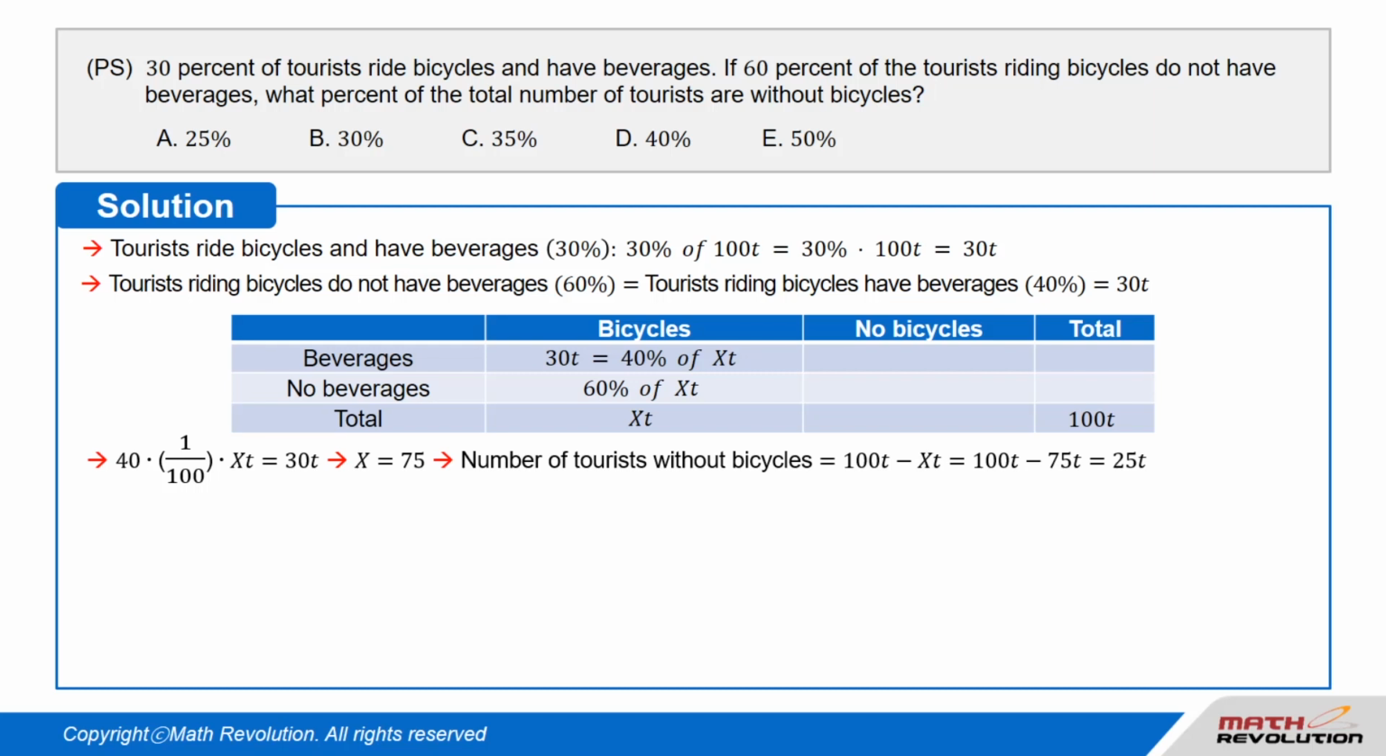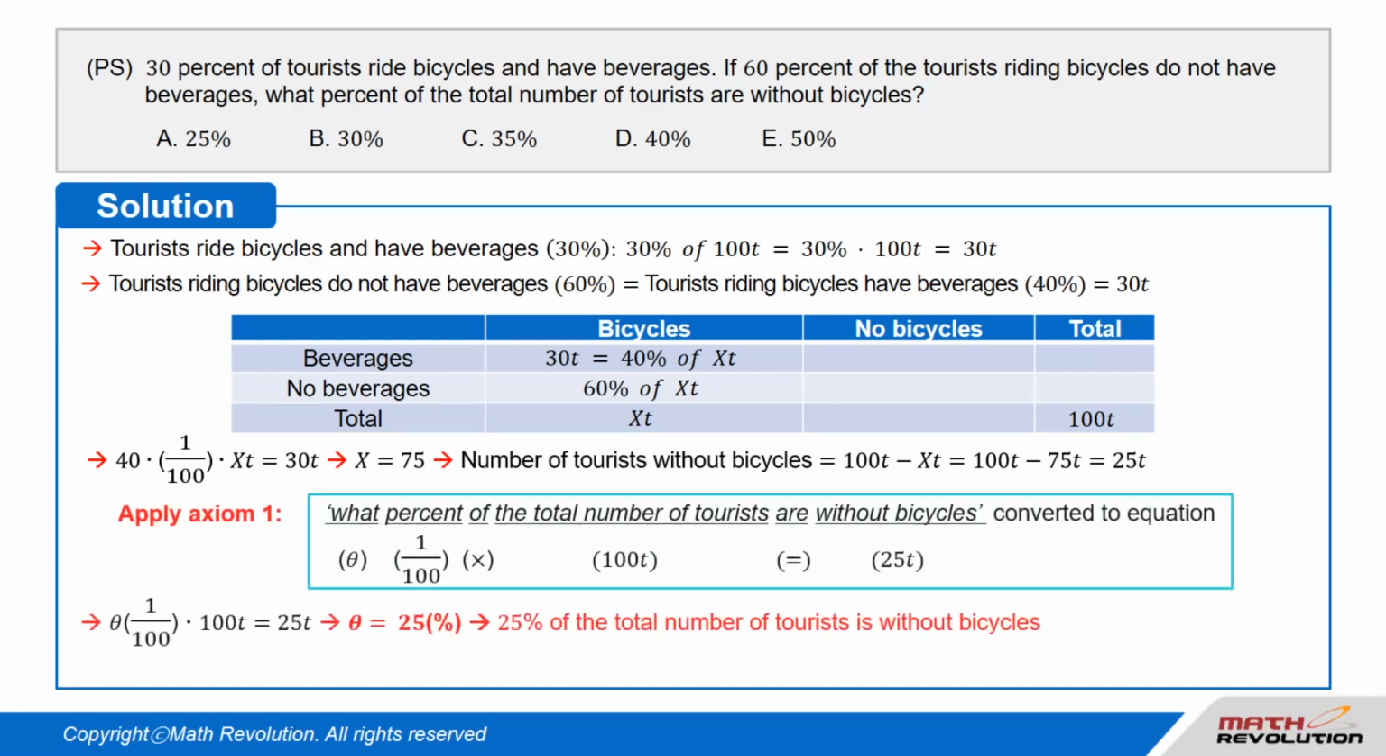So we get 40 times 1/100 times X times T equal to 30 times T, or X equal to 75. So the total number of tourists without bicycles equals 100 times T minus X times T, that equals 100 times T minus 75 times T, which equals 25 times T. Also, we use axiom 1 when we are converting statements to equations.